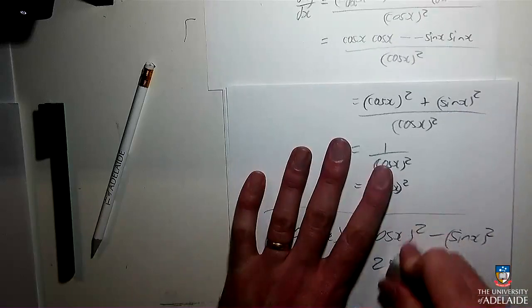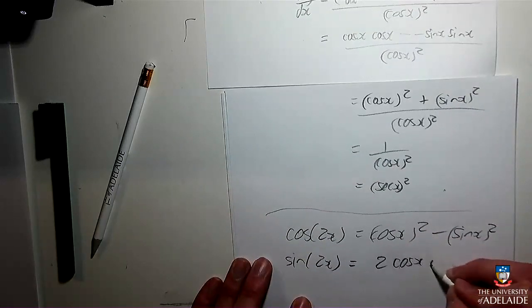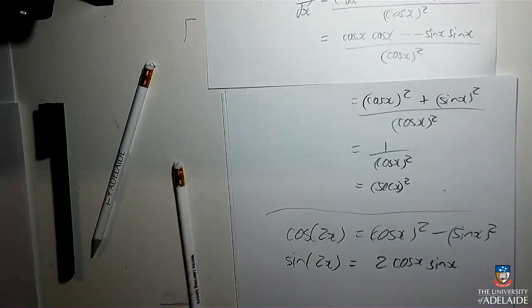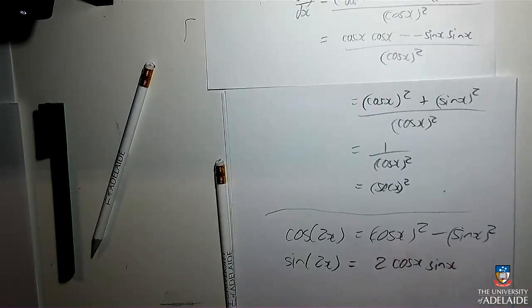I probably put the cos x first because I like to put them in alphabetical order. So they're the other two. So you know how cos squared plus sine squared is 1? Cos squared minus sine squared is cos of 2x. And they have to be in this order, otherwise it comes out to minus cos of 2x. And 2 times cos times sine is sine of 2x.